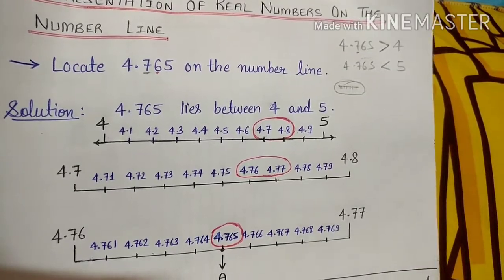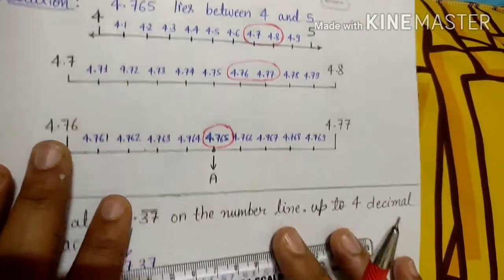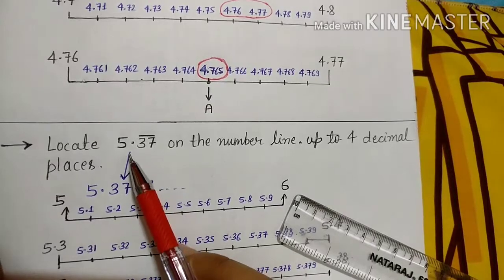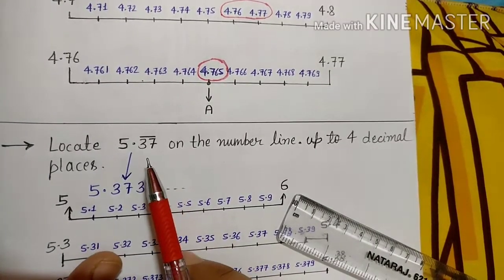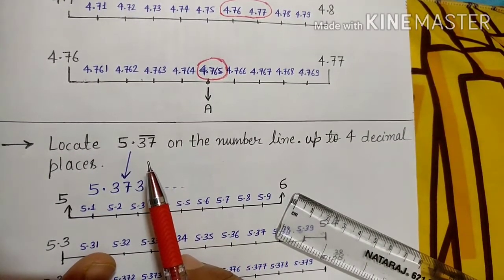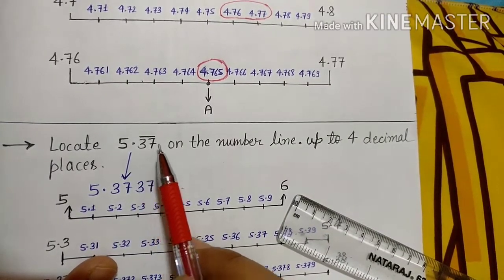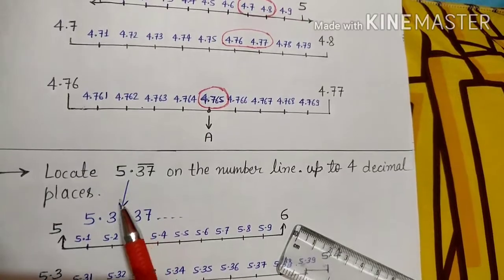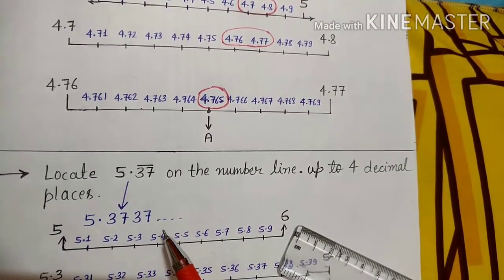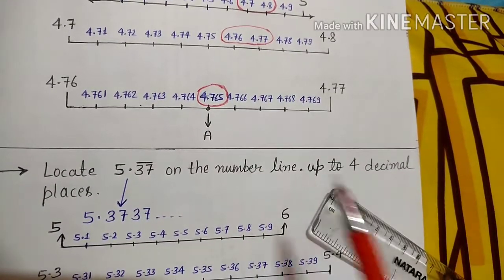Now a different type of question is there, same method but different type. Like locate 5.37 bar. Now bar, you have already learned when I explained rational numbers, shows the repeating. It means 5.37 we can write as 5.37, 37, 37, 37, 37, 37 and so on.